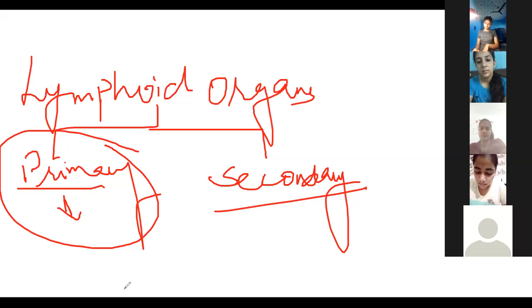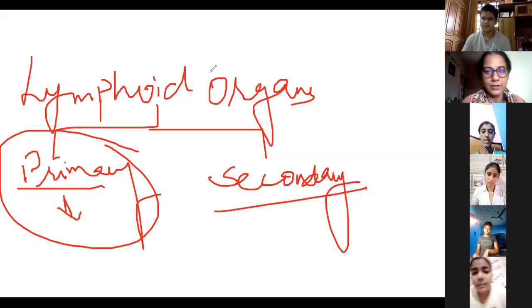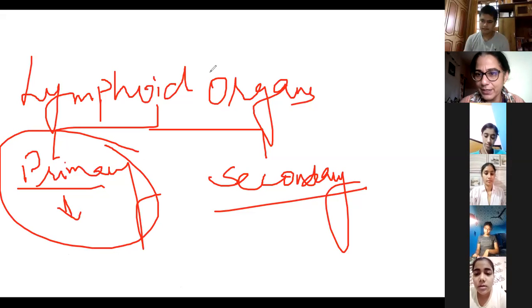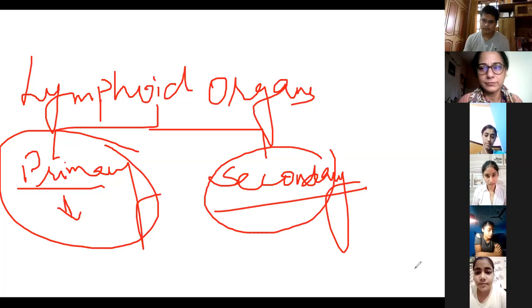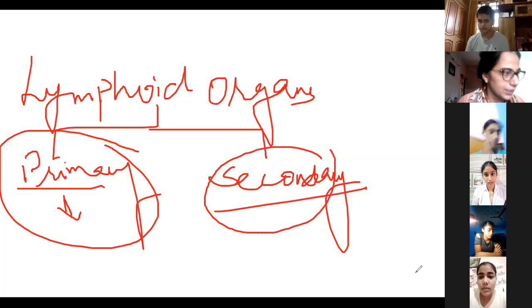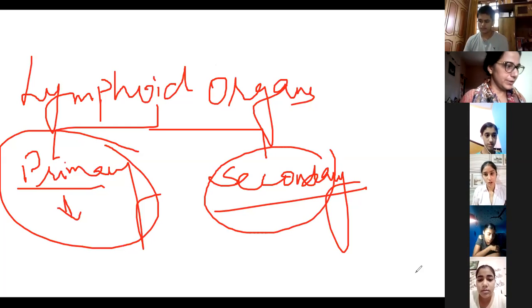Bone marrow. Okay, bone marrow and something else. Thymus. Gurleen, can you please give an example of secondary lymphoid organs? Lymph nodes. And tonsils. Spleen. Okay.